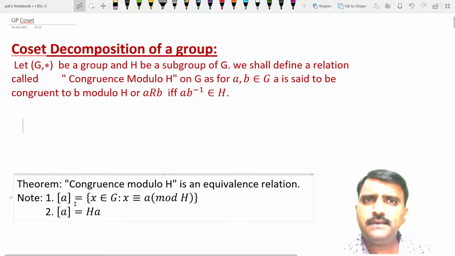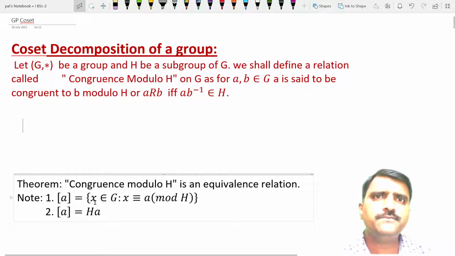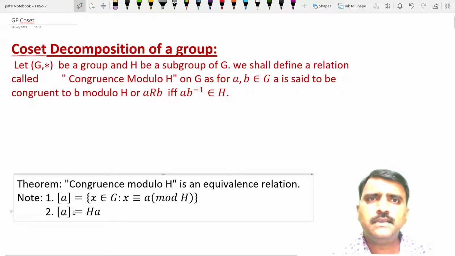What is in this set? What elements are there? This is the set consisting of the elements of group G. x is an element of G. For x to be in the equivalence class of a, x must be congruent to a under modulo H. That is, x is congruent to a modulo H means x a inverse belongs to H. We also prove that this equivalence class of a is the same as Ha.